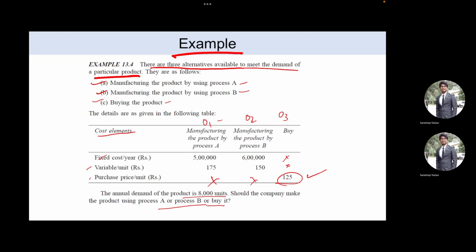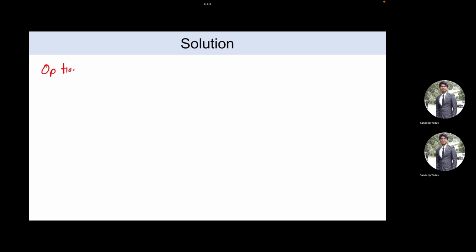Here, let's assess option A. Fixed cost is 5 lakh rupees. Variable cost is 175 rupees. Now the demand is 8,000 units.